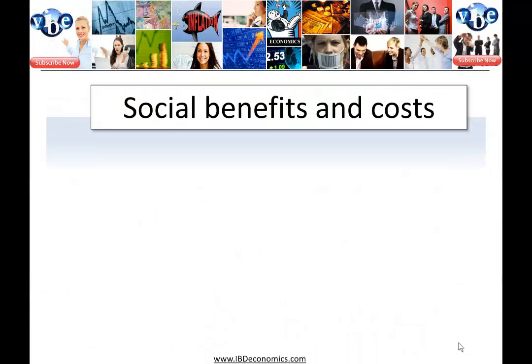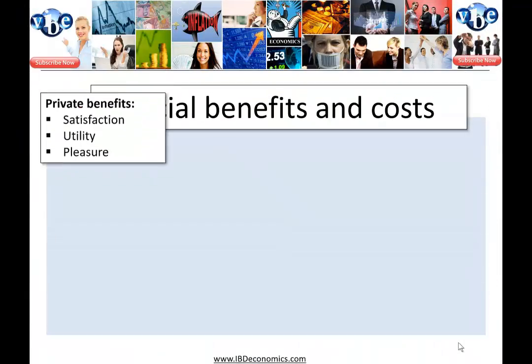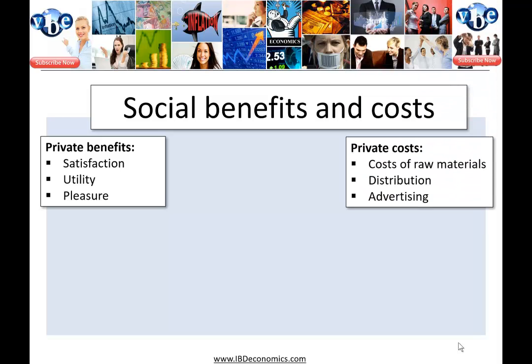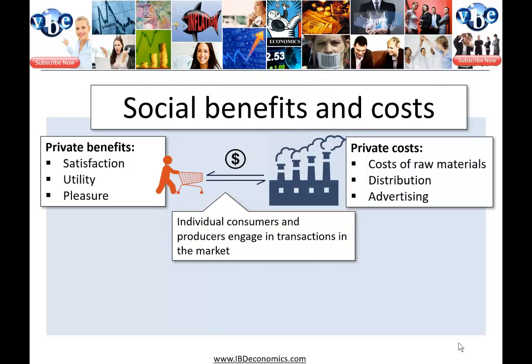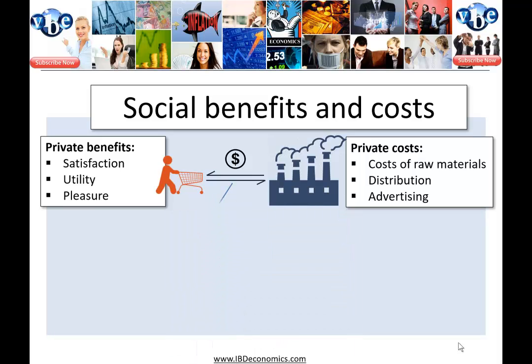Social benefits, social costs. We've got private benefits, that's the satisfaction of consumption, the utility that's gained from consuming the good, the pleasure. Private costs, so this is production: the cost of raw materials, the cost of getting the good to the consumer, advertising are all examples of private costs. And individual consumers and producers engage in transactions in the market.